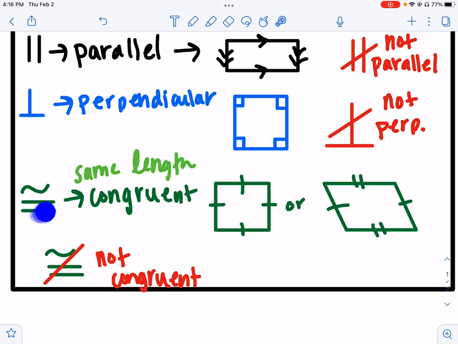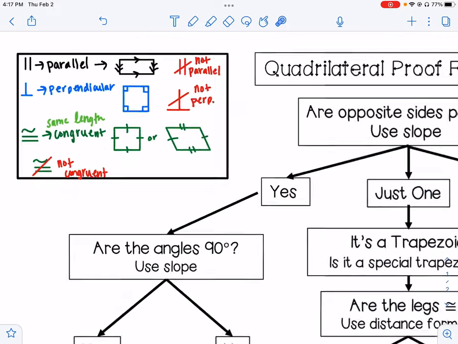And notice it really looks like an equal sign with this little squiggly on top. The way that we show that on our shapes is by drawing dashes on them. So this one, because they all have one dash, means that all four of these lines are the same length. Over here, these two have one dash, which means they are the same length. These ones have two dashes, which means these two are the same length. So just to show you those geometry symbols.